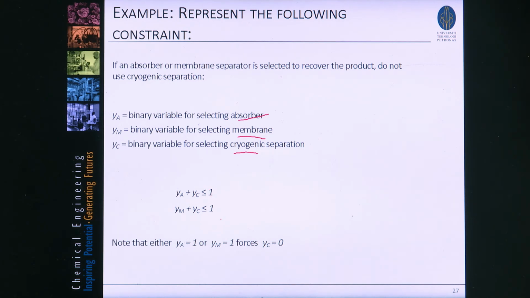So if we see now here, if A is used, that means YC has to be 0 because the sum cannot be 2. The same goes for YM. If YM is 1, that means YC has to be 0. But if YM is 0, YC can be 1 or 0 depending on YA. But if both YA and YM are 0, that means YC can be 1.